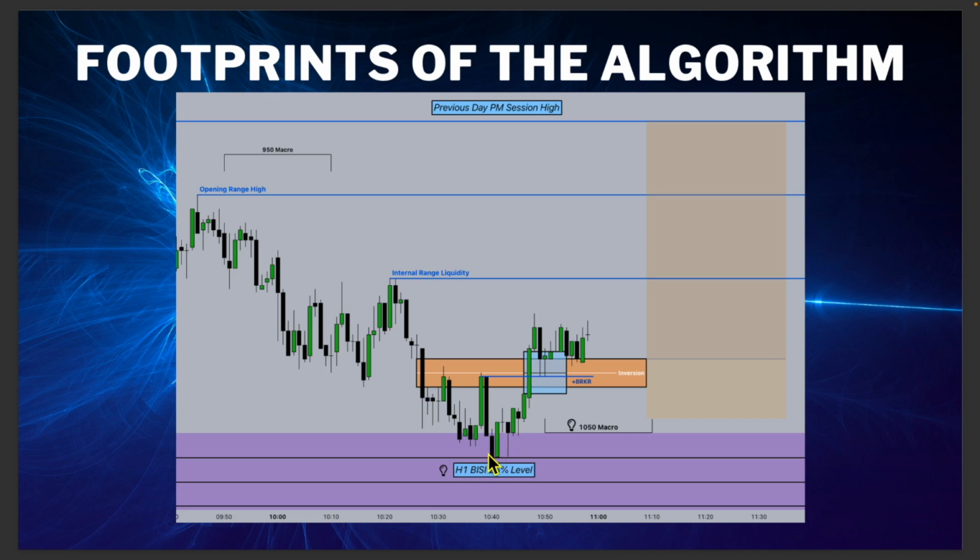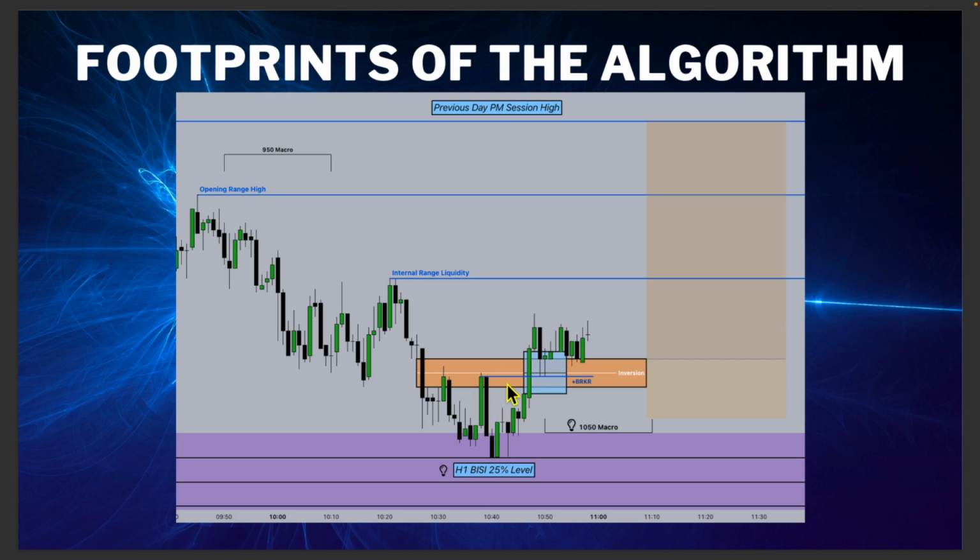After we price into this 25% level of the hourly fair value gap, the bodies are respecting the high of the fair value gap. Okay, so this is a footprint of the algorithm. So once I see this, I want to wait to see if we clear this structure, right? Because this is a respect of this higher time frame level. It's an algorithmic signature, right? That I want to see if I'm bullish.